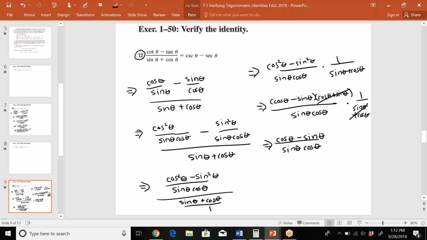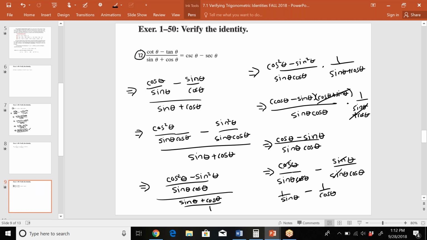And because the bottom is a monomial, which means no adding or subtracting, you can split this into two separate fractions. So cosine theta over sine theta cosine theta minus sine theta over sine theta cosine theta. And then we do get some reducing at this point. So this is 1 over sine theta minus 1 over cosine theta, which is two terms like we wanted for our right side, and those are the reciprocals. So that is cosecant theta minus secant theta. So it does equal the right side.